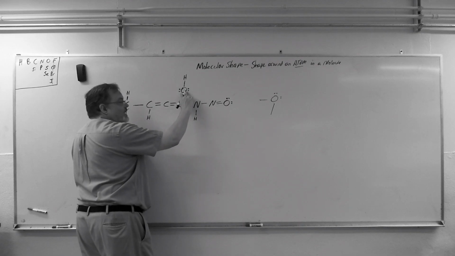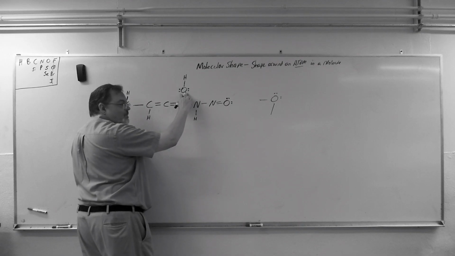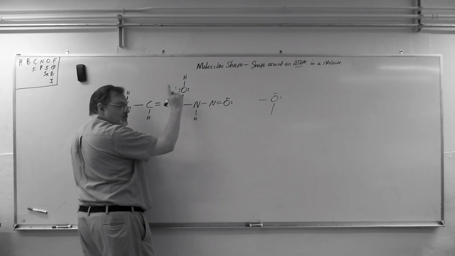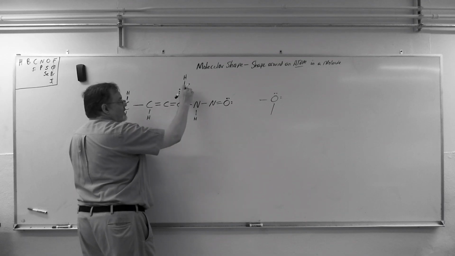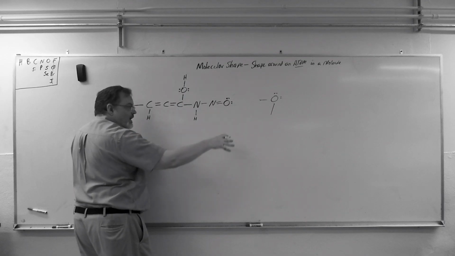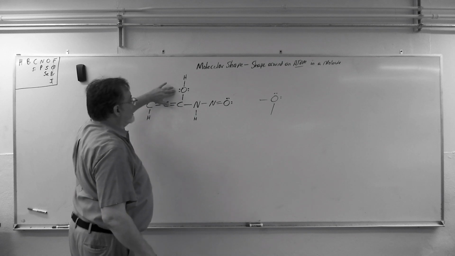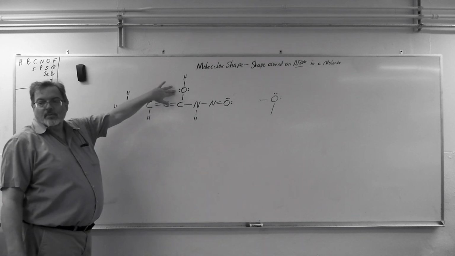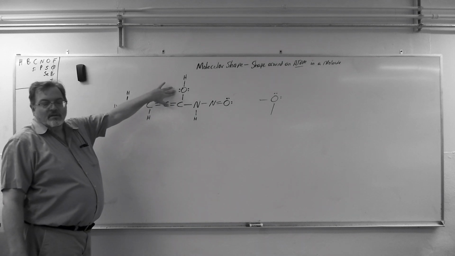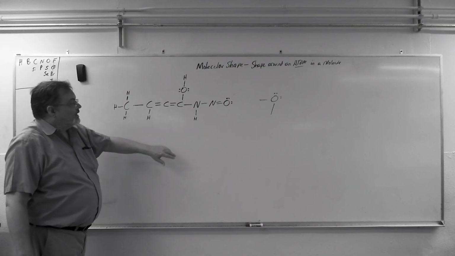It's got four things around it, so its base electron domain shape is tetrahedral, which is 109.5. Then you ignore two of the spokes coming out, and you have a bent shape. So the shape around oxygen is bent, 109.5. But it's not drawn that way.